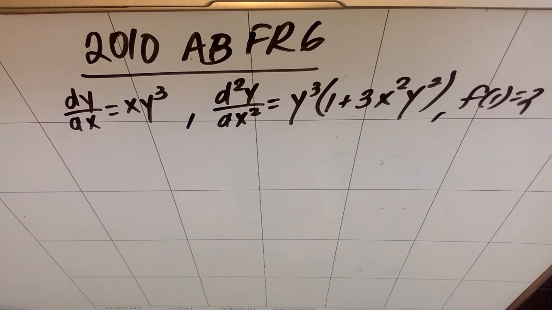2010 AB free response 6. It is an AB only question. It was not on the BC exam. So we are given a diffy Q, right? That's a differential equation. dy/dx equals x times y cubed.